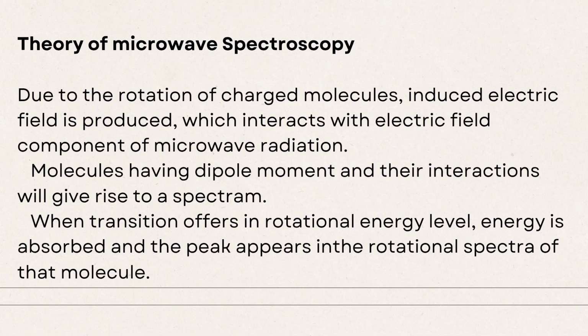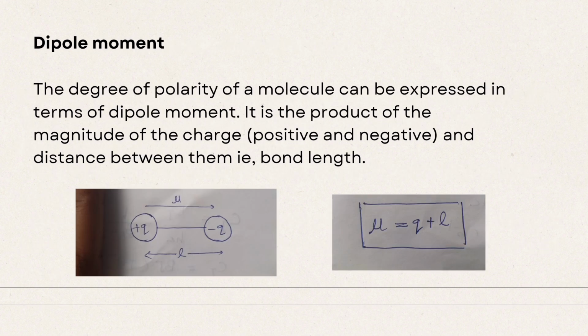So the theory of microwave spectroscopy is that due to the rotation of charged molecules, an induced electric field is produced, which interacts with the electric field component of microwave radiation. Molecules having dipole moment and their interactions will give rise to a spectrum. When transition occurs in rotational energy level, energy is absorbed and the peak appears in the rotational spectra of that molecule. We know that the microwave spectra is only shown by those molecules which have a permanent dipole moment.